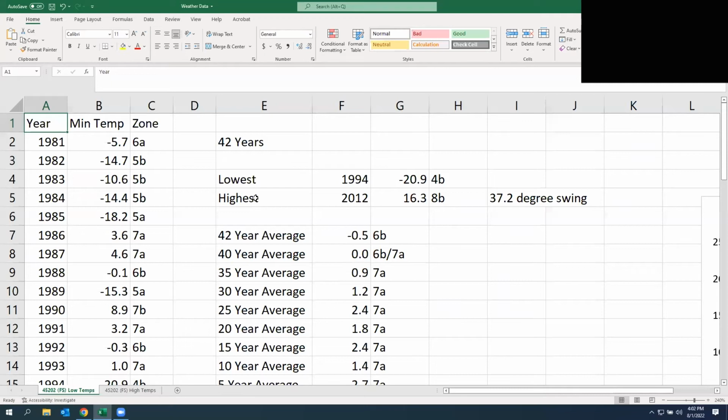Now, the highest low temperature for any year was in 2012, which was 10 years ago. And the coldest temperature in that winter was 16.3, which is equally as unheard of as opposed to negative 21. And that's an 8B winter. So between these two, there's a 37.2 degree swing, which just goes to show you have no idea what you're in store for. You could get anything. You could absolutely get anything.